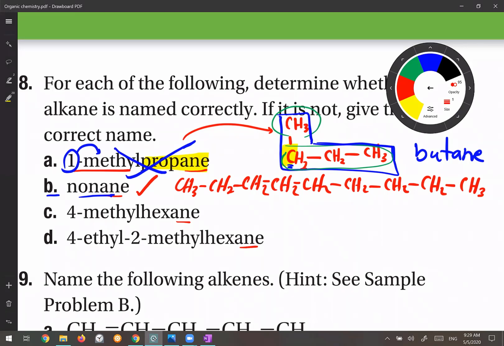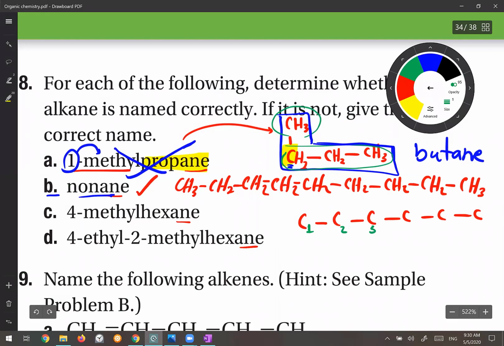Okay, let's do part C. It says 4-methyl hexane. So for the hexane, we must draw 6 carbons. So 1, 2, 3, 4, 5, 6. And it says in the 4th position, I have methyl. So I number my parent. Let this one be carbon number 1, carbon number 2, carbon number 3, 4, 5, 6. Just on the 4th position, I have methyl here, CH3.